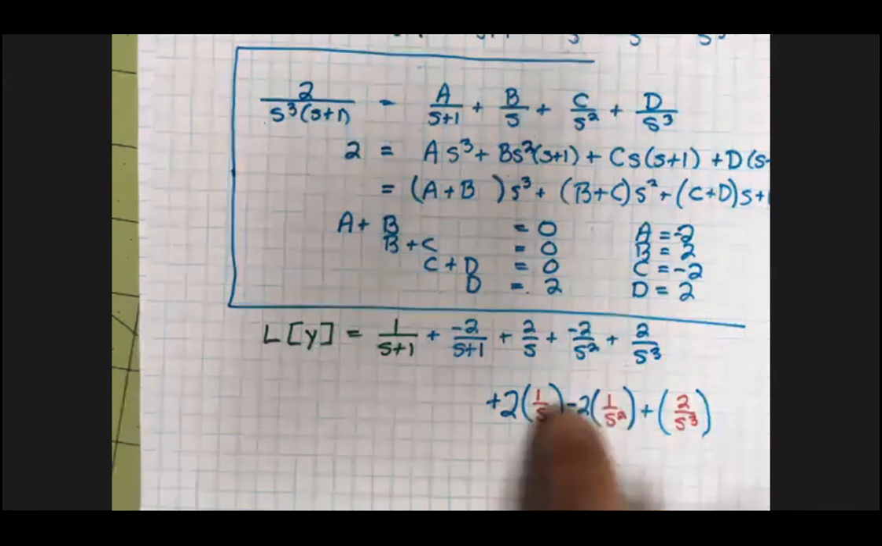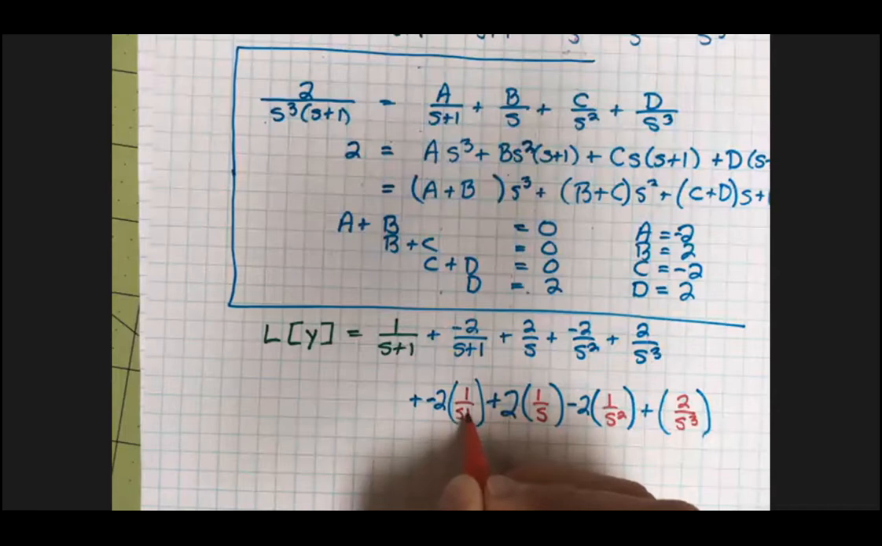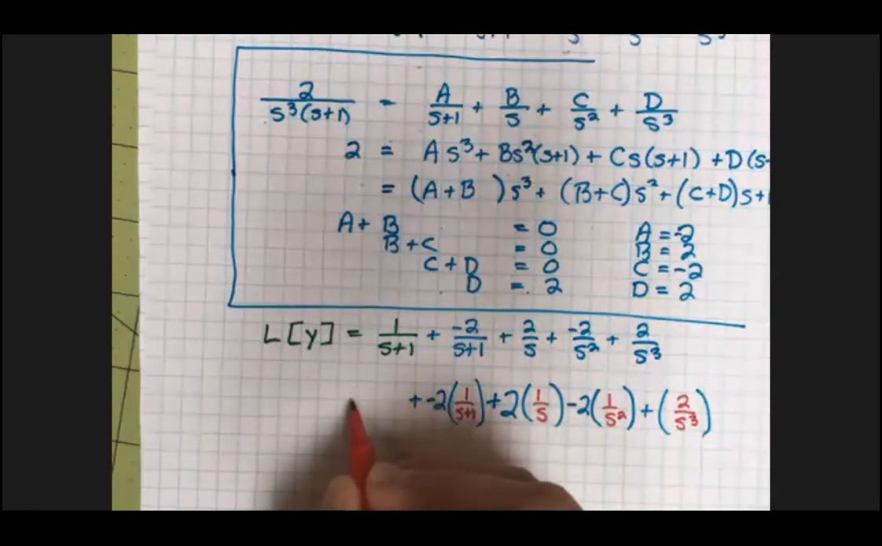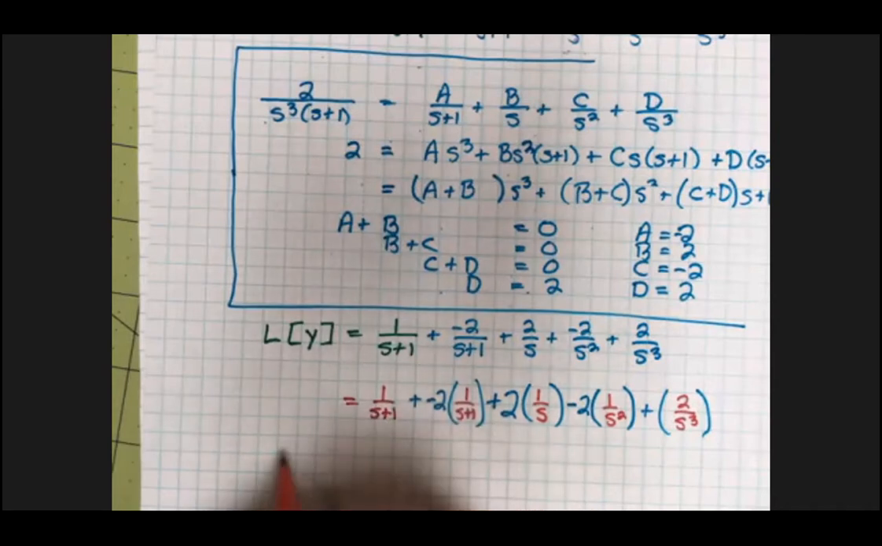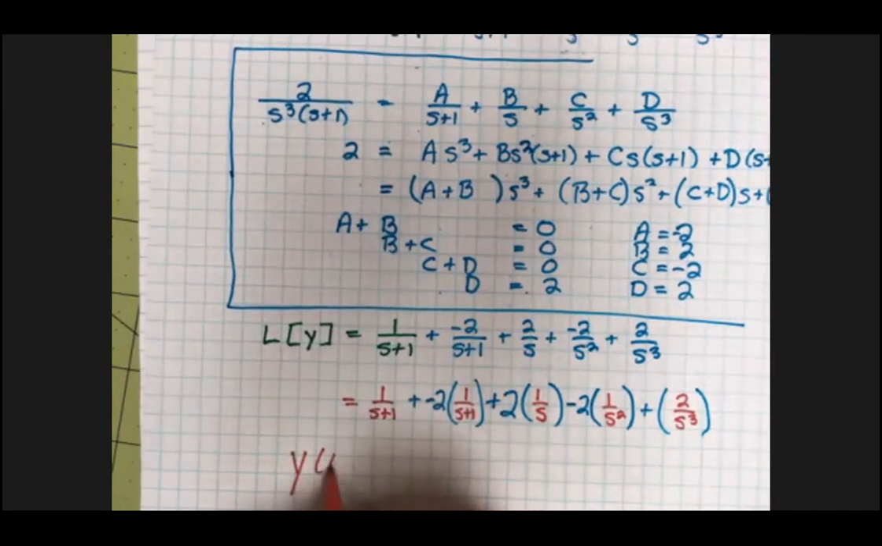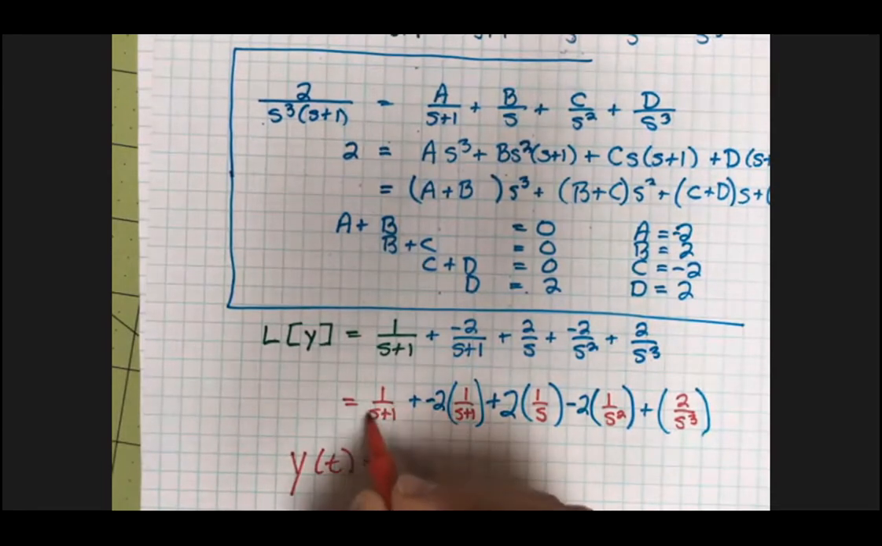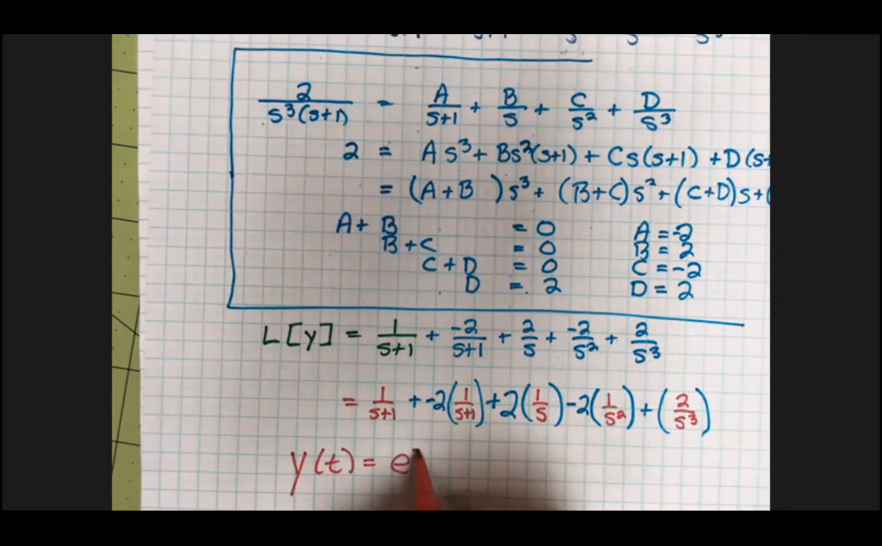This one even needs to be prepped. I'm trying to do a little color coding. This is minus two. It's one over S plus one. Remember, I already had an S plus one there. Now I am fully ready to decode. This is e to the minus t. This is negative 2 times e to the minus t. Whether I added them before or after, it doesn't make any difference.